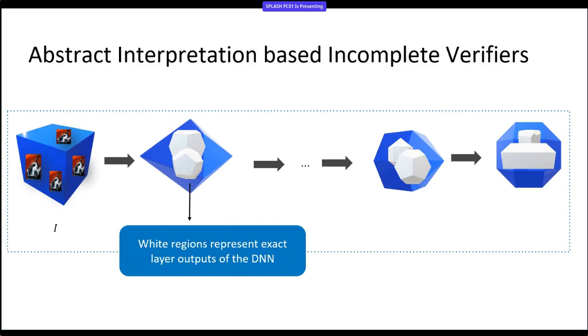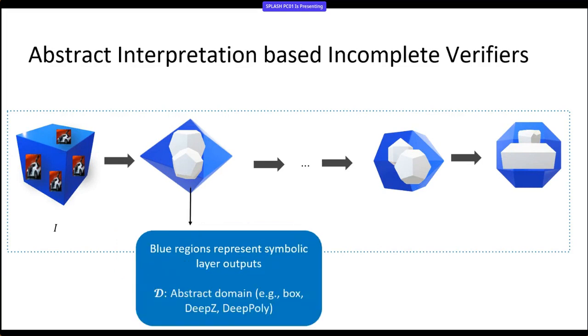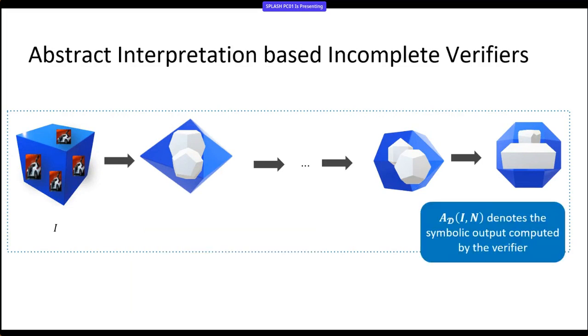And what these verifiers do is they symbolically compute this blue region, which is the over approximation of the white region, so an over approximation of the exact values that the network takes. And these regions depend on the abstract domain used. There are various choices for abstract domains in the literature: box, DeepZ, DeepPoly. These are the abstract domains used for this sort of verification. Then these verifiers compute this over approximation layer-wise, and finally they compute it at the last layer.